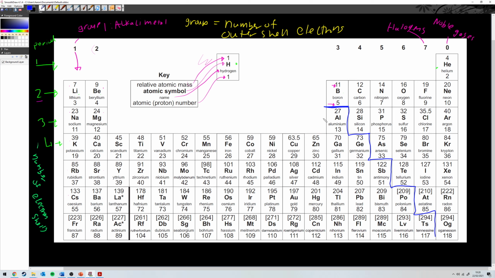Okay. Now, what you should know is aluminium is a metal. And boron, carbon, nitrogen, all these are non-metals. So everything to the right of this line is non-metal. And everything to the left of this line are metals.